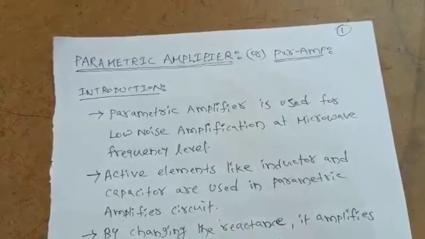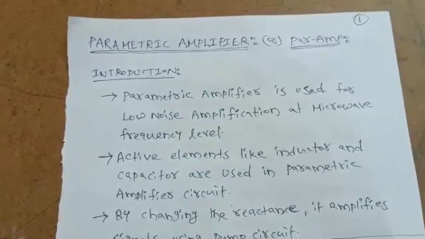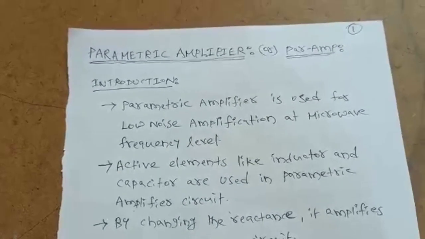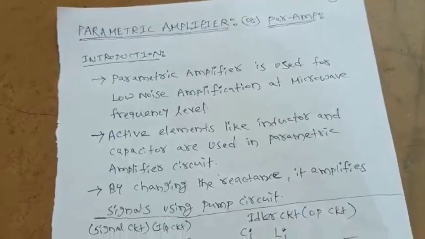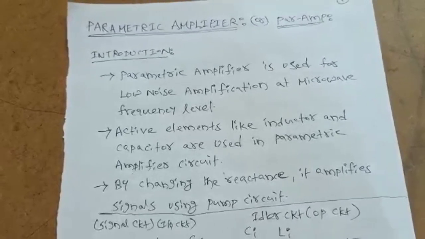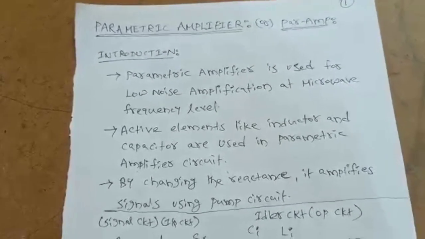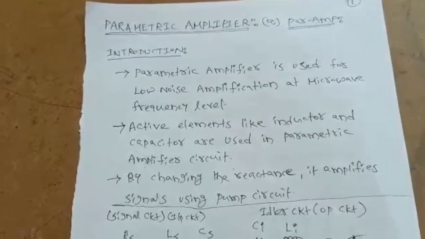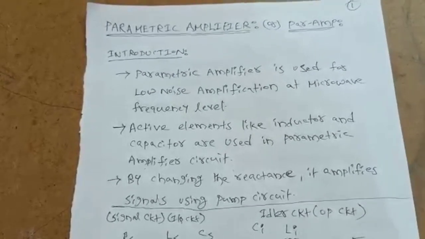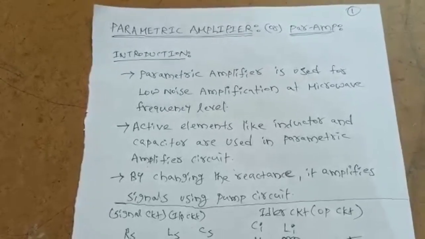In the main circuit of the parametric amplifier, some reactive elements like inductor and capacitor are used. By changing the reactance, the parametric amplifier amplifies the signals using a pump circuit. I will explain what this pump circuit is in the main circuit diagram of the parametric amplifier.